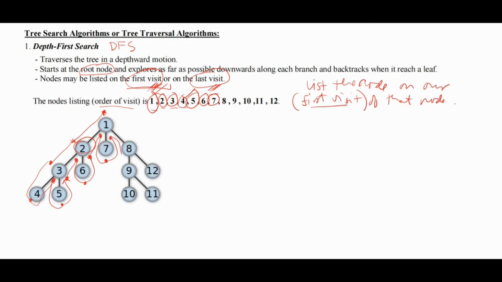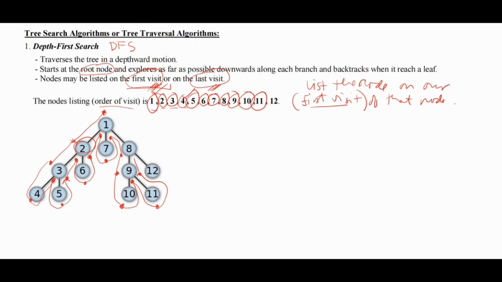And we go down, our first visit of node 8, so we list it there. We go down, this is our first visit of node 9, so we list it there. We go down again, this is our first visit of node 10. Then we backtrack, we go up, this is our second visit for node 9. Then we go down, this is our first visit for node 11. Then we go up, third visit to node 9.